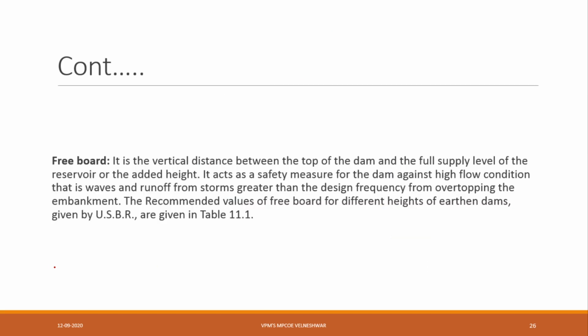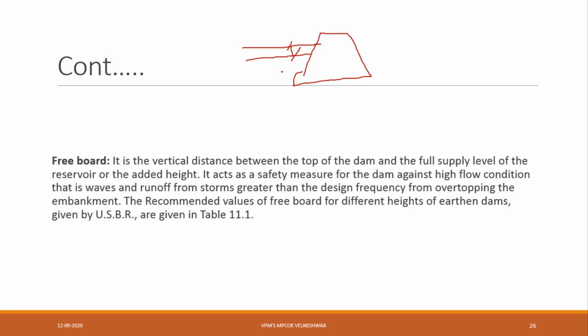Freeboard is the vertical distance between the top of the dam and the full supply level of the reservoir, or added height. See here, this is our dam. Up to here our water level will be there, and this is the minimum level and this is the maximum level. The distance between the minimum and maximum level is what we can call freeboard. It acts as a safety measure for the dam against high flow conditions.